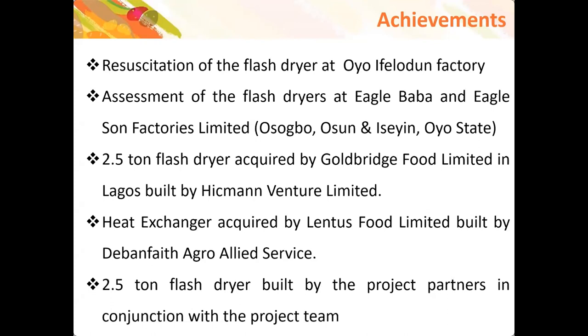Moreover, a 2.5 ton flash dryer was acquired by Gobridge Food Limited in Lagos, and the flash dryer was built by Ickman Venture Limited, one of the beneficiaries of the training on the innovations. In addition, a heat exchanger was also acquired by Lettuce Food Limited, built by Divine Faith Agro Allied Services. Although work is still ongoing on the heat exchanger, both Lettuce Food and Divine Faith are part of the participants at the WISIC training in Colombia. And lastly, a 2.5 ton capacity flash dryer was built by the project partner in conjunction with the project team, which was installed at Firo, Lagos, Nigeria.